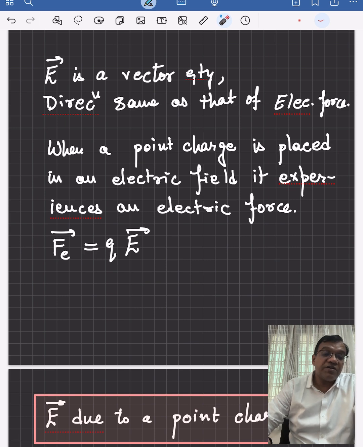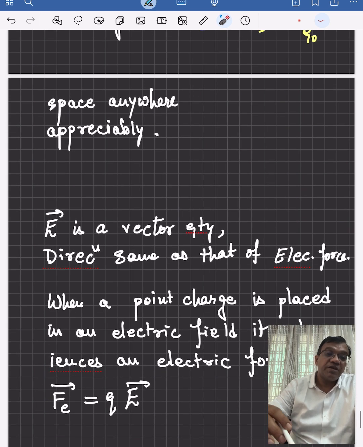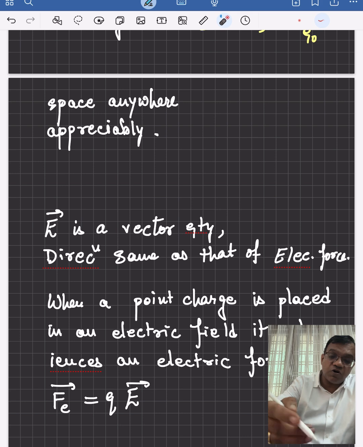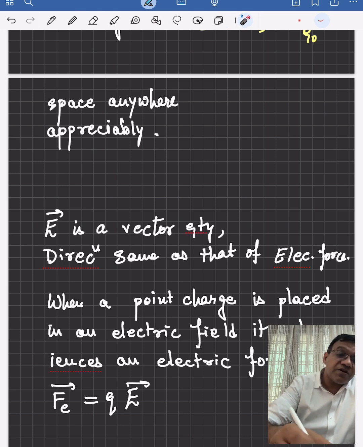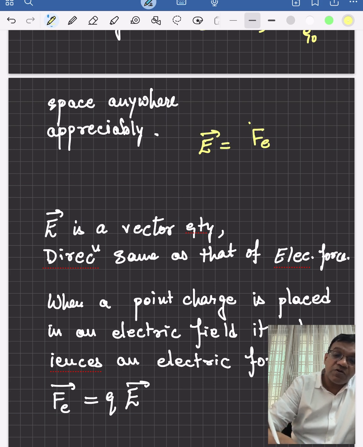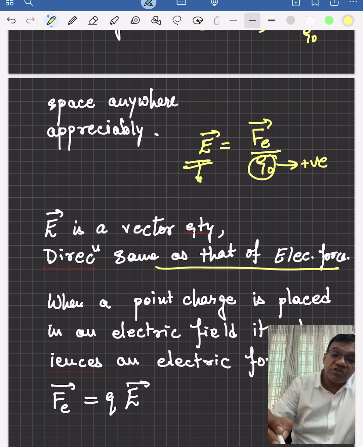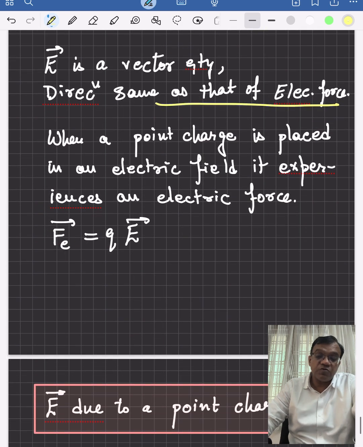Now, electric field intensity is a vector quantity. Its direction, like already we have written, electric field is equal to electric force upon Q naught. Q naught is a positive test charge. So the direction of the electric field will be the same as that of the electric force.